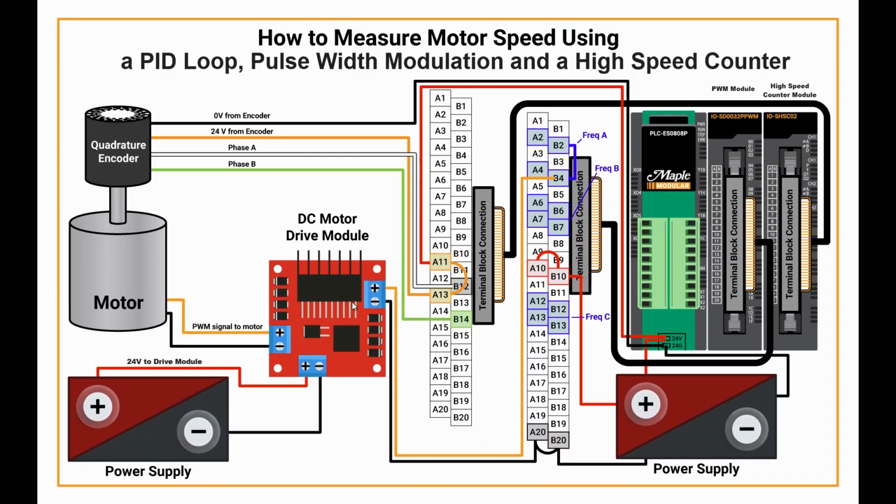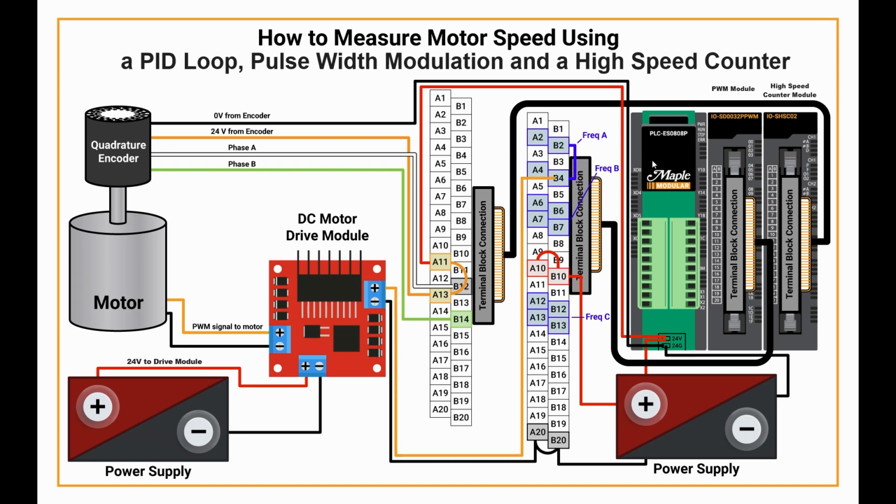Here is an example of how to wire a Maple PLC, PWM module, and high-speed counter module. Both the PWM and high-speed counter modules will be connected to terminal blocks. The quadrature encoder will be wired into the high-speed counter module terminal block. So 24 volts from the PLC will go into A11, and then that will be jumped to A13. Then phase A will go into B12, and phase B will go into B14, while also having the 0 volts connected to the 24G, or 24 ground, on the PLC.